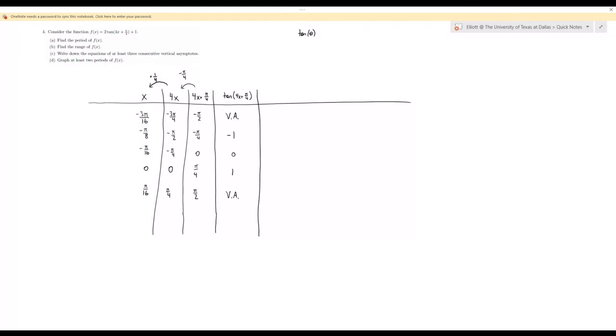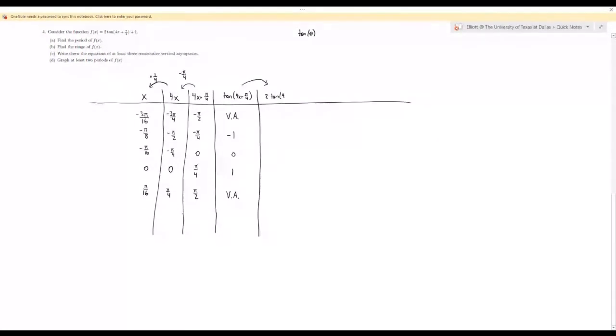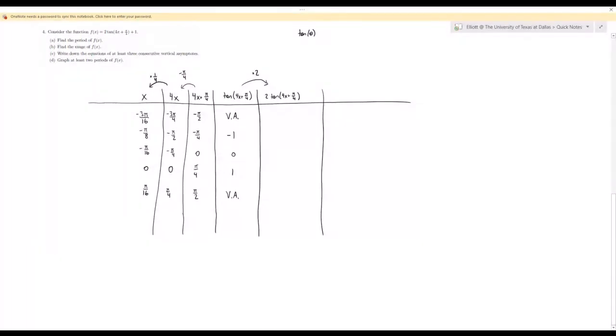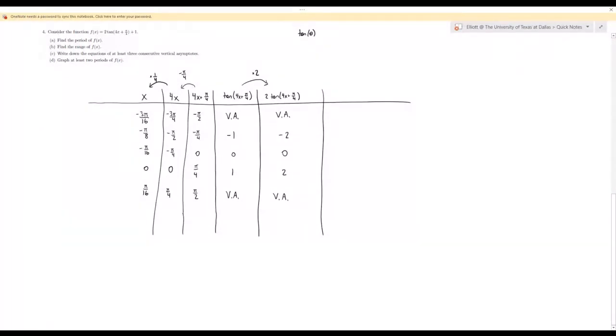So we solved for x by working backwards, and then over here we need to transform this into our function now. So from this tangent, we'd have to multiply it by 2. So here we're going to multiply everything by 2. Now, for the vertical asymptotes, you don't really get anything by multiplying by 2. So they just remain vertical asymptotes. Here, multiplying by 2 gives you negative 2, 0, and 2.